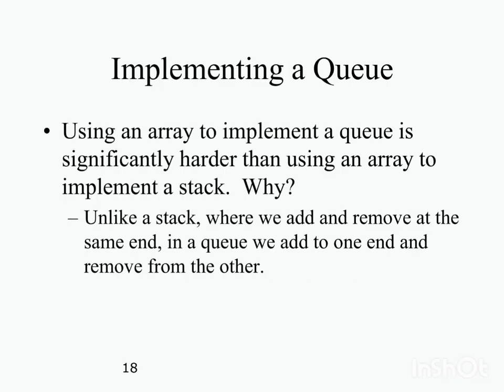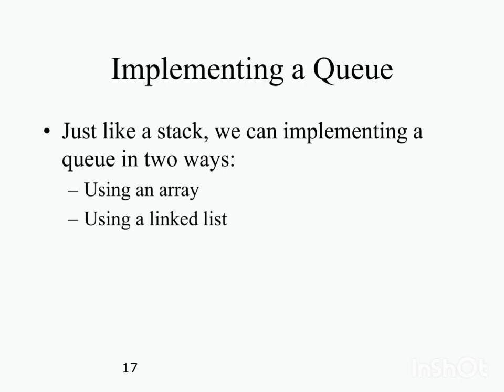Using an array to implement a queue is significantly harder than using an array to implement a stack. Why? Unlike a stack, where we add and remove at the same end, in a queue we add to one end and remove from the other. Implementing a queue. Just like a stack, we can implement a queue in two ways: using an array, or using a linked list.